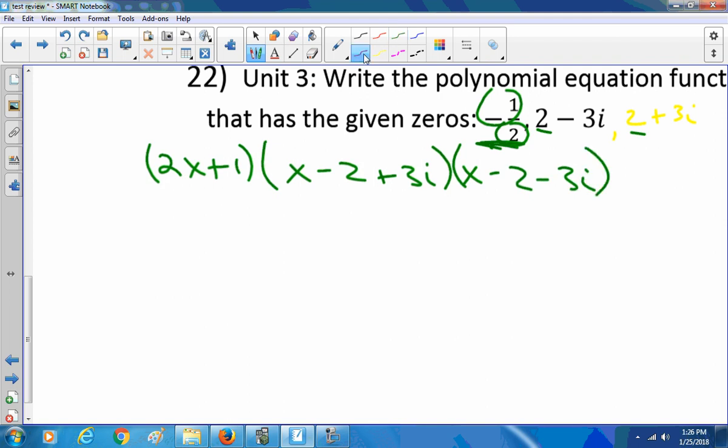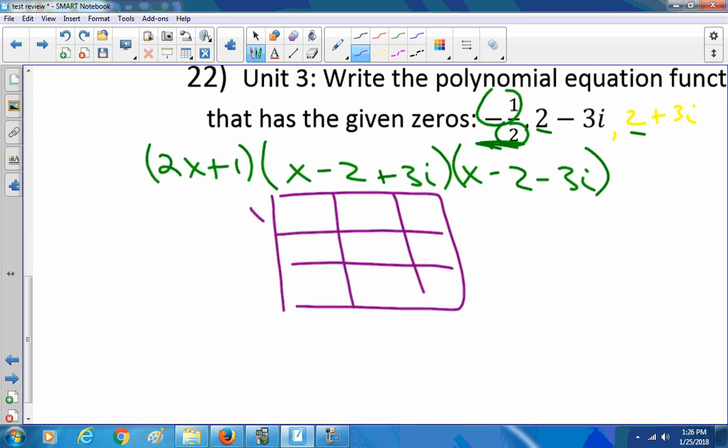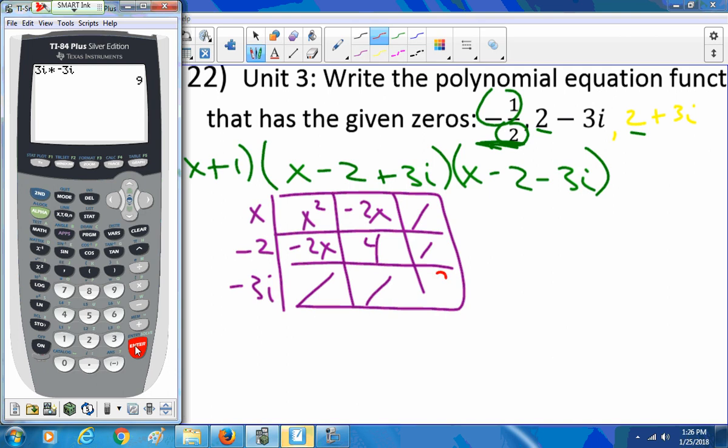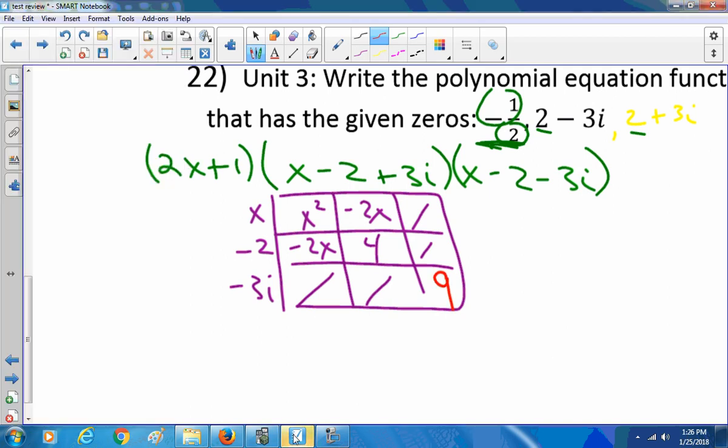Now we're boxing. I'm going to box these two together first. These are called conjugates. Those cancel, so I get x squared, -2x, -2x, positive 4. Remember I told you that one? Easiest way to do it is just go to your calculator, because a lot of you are going to forget what i squared is. 3i times -3i, you'll get positive 9. You combine like terms. That gives me x squared minus 4x plus 13.